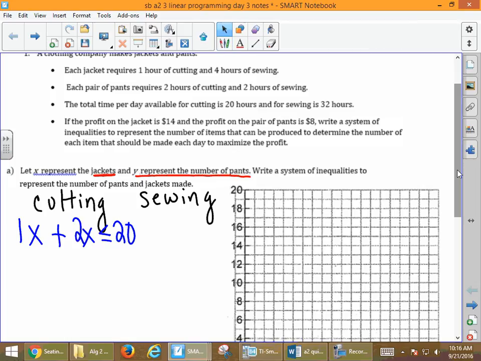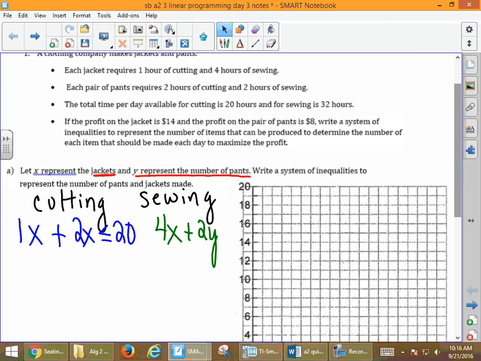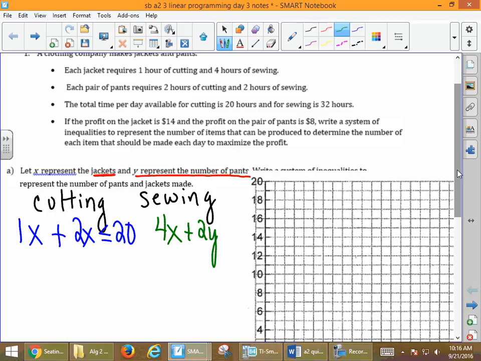Well, then we switch over here to the sewing. We're going to do the same thing. We go back and we look. How much time is it going to take for us to sew a jacket? Up here in our first bullet, it says that it takes 4 hours of sewing. And when we look at our pants requirements, it says that it takes 2 hours of sewing. And once we know that, how much time are we given for the sewing in this company? That's our third bullet, and it says that we've got 32 hours, less than or equal to.